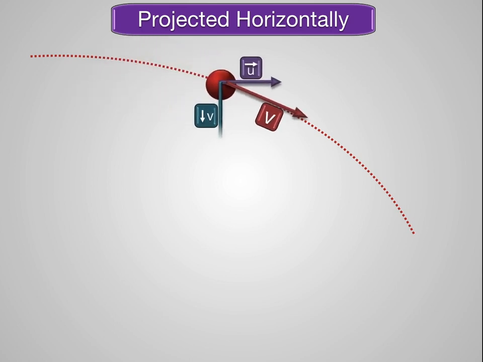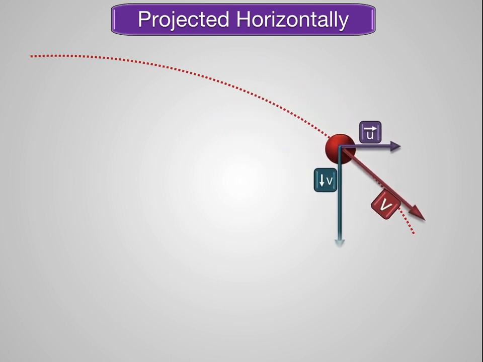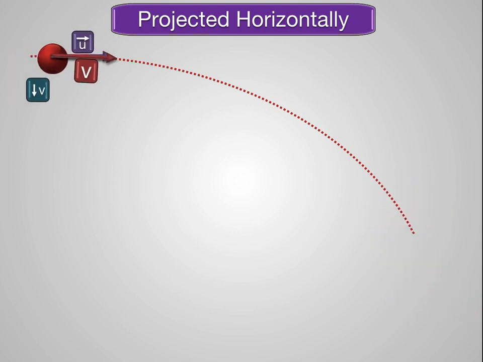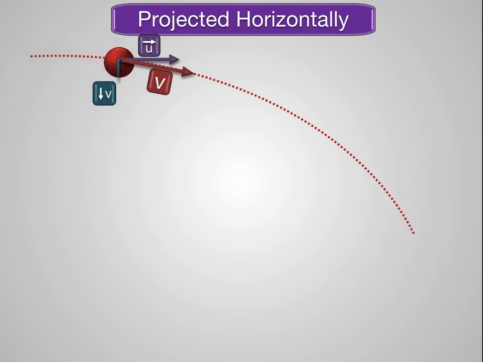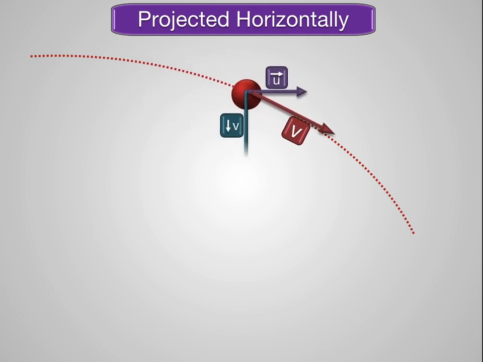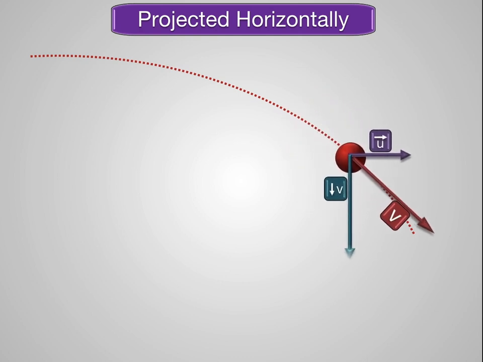As a result, you can see what happens to the resultant velocity. The resultant velocity is increasing because one component is increasing. So this is how the velocities change during the motion of a projectile. The horizontal velocity, no change. The vertical velocity increases, and the actual or resultant velocity increases.